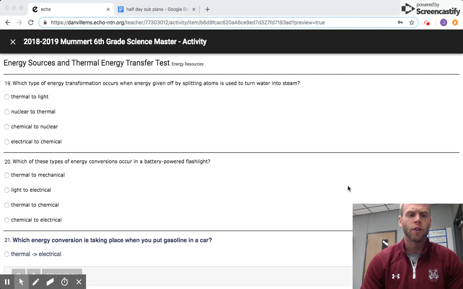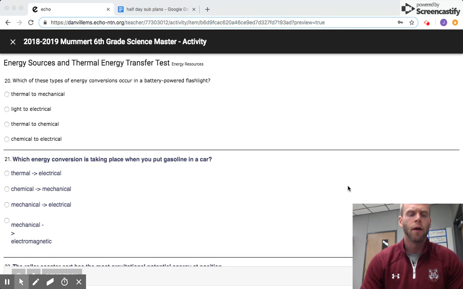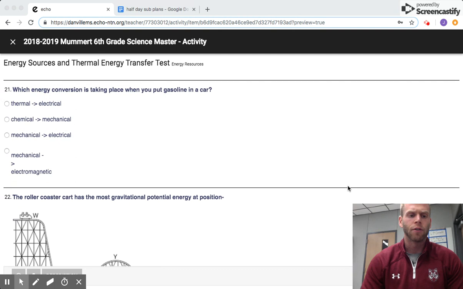Number 19. Which type of energy transformation occurs when energy given off by splitting atoms is used to turn water into steam? Thermal to light, nuclear to thermal, chemical to nuclear, electrical to chemical. Number 20. Which of these types of energy conversions occurs in a battery-powered flashlight? Thermal to mechanical, light to electrical, thermal to chemical, chemical to electrical.